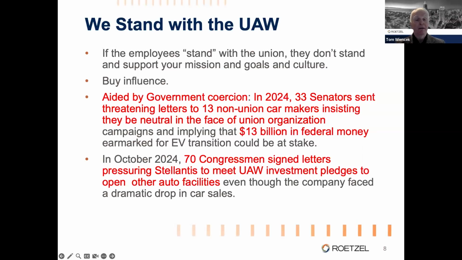And it's also aided by government coercion. In 2024, 33 senators sent threatening letters to 13 non-union car makers, insisting that they be neutral in the face of union organization and implying that $13 billion in federal money earmarked for EV transition could be at stake, trying to leverage union organization. In October of 2024, 70 congressmen signed letters pressuring Stellantis to meet UAW investment pledges to open up other auto facilities, even though the company faced a dramatic drop in car sales.